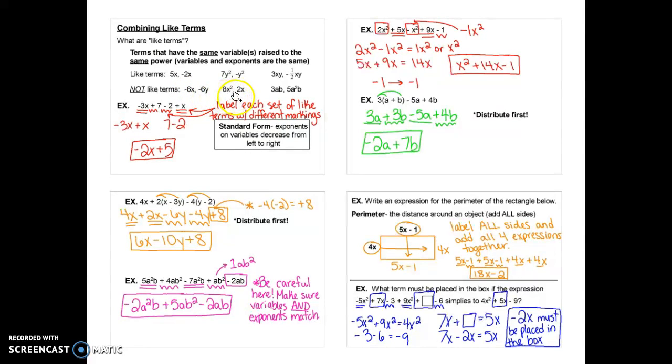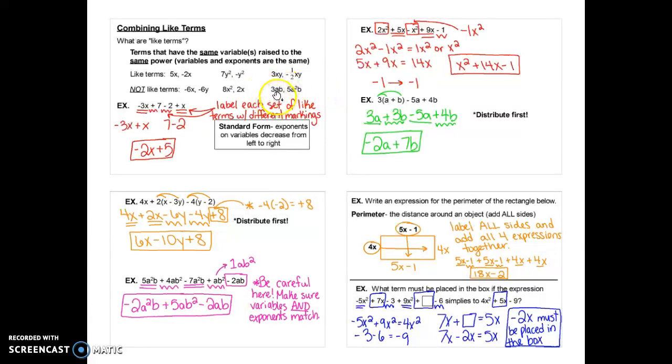8x squared and 2x. Okay, now in this case, the variables are the same. They're both an x, but they are not to the same power. Okay, their exponents are different. This is an x to the second power, and this is an x to the first power. So those are not like terms.